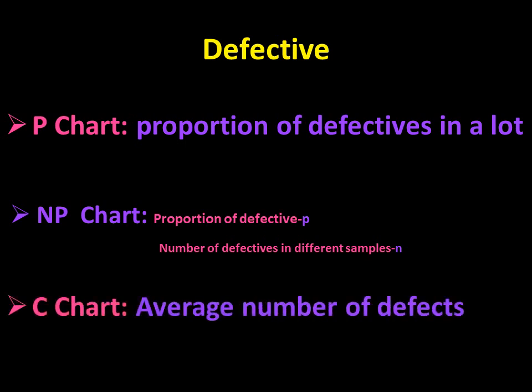The third type is C chart. Control charts based on number of defects in different product items. First, we will find the average number of defects, then obtain control limits.